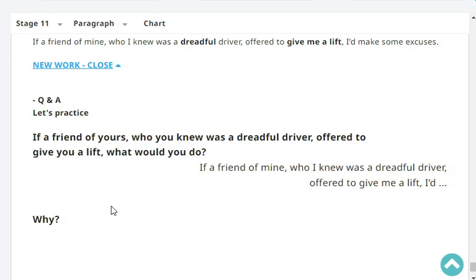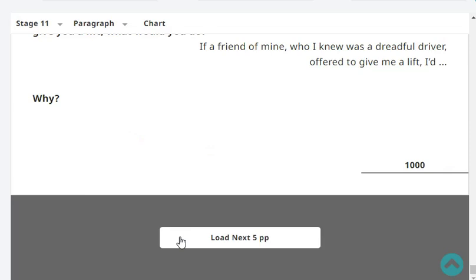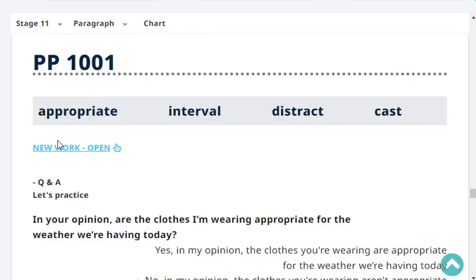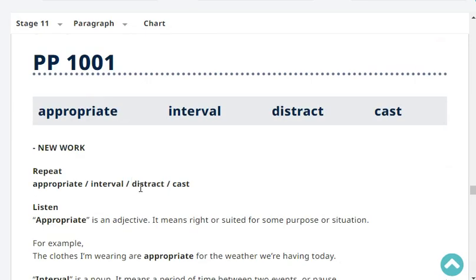If a friend of yours who you knew was a dreadful driver offered to give you a lift, what would you do? If a friend of mine who I knew was a dreadful driver offered to give me a lift, I'd refuse. Very good. Why? Because I don't want to get into trouble. Very good. Perfect. Okay. Next word is appropriate.